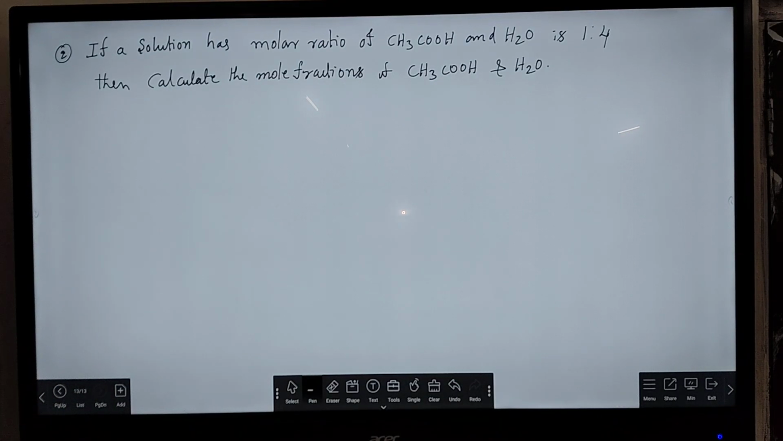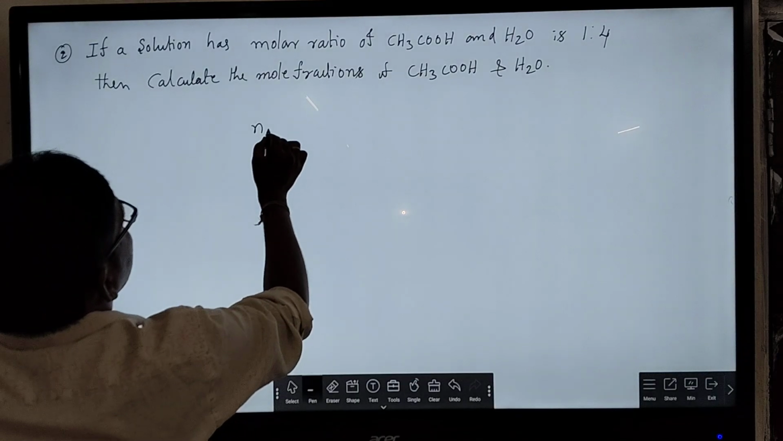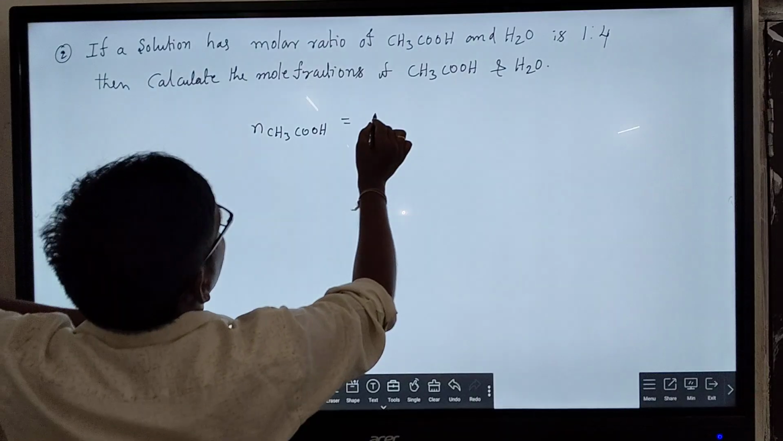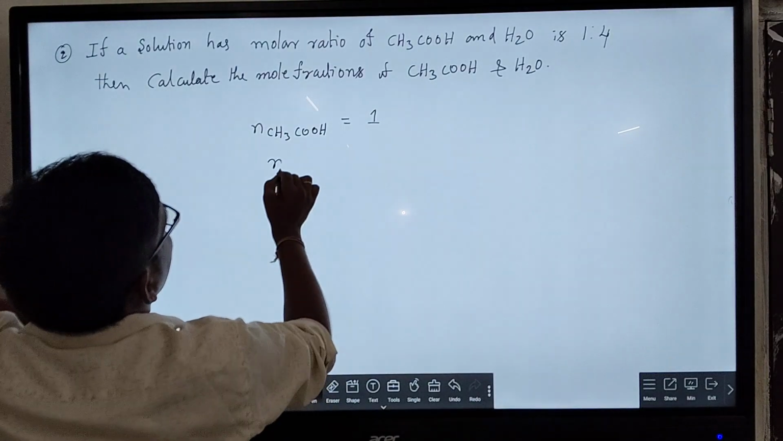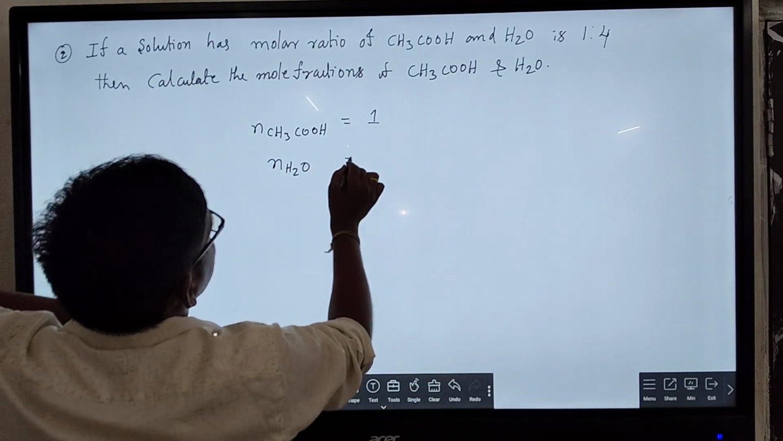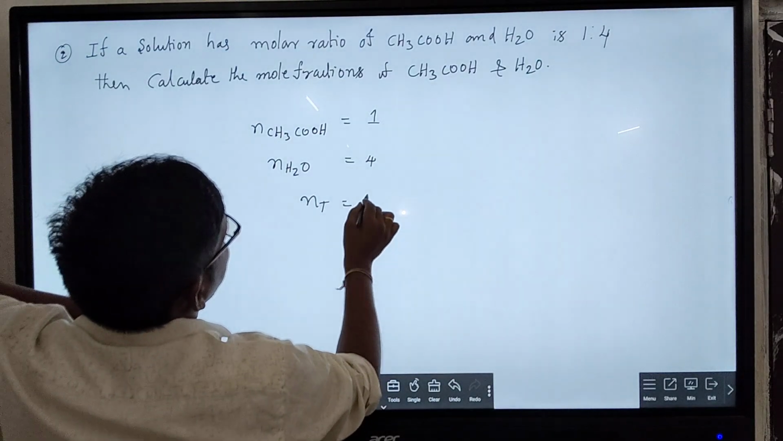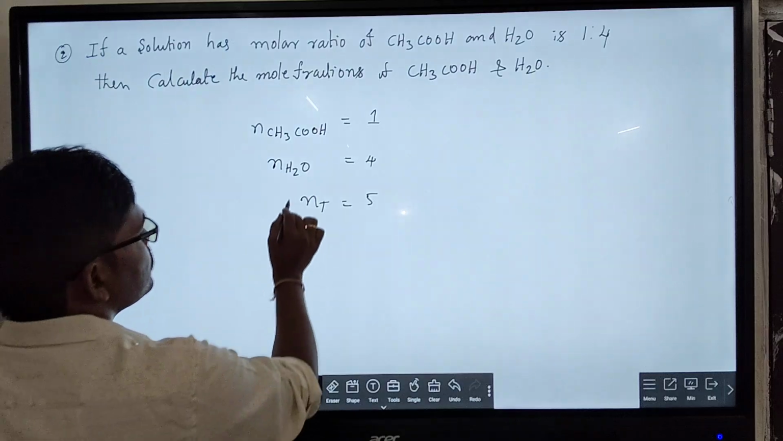If a solution has a molar ratio of CH3COOH and H2O of 1:4, the molar ratio is nothing but the number of moles. So the number of moles of CH3COOH is 1, and the number of moles of H2O is 4. So the total number of moles is 5.